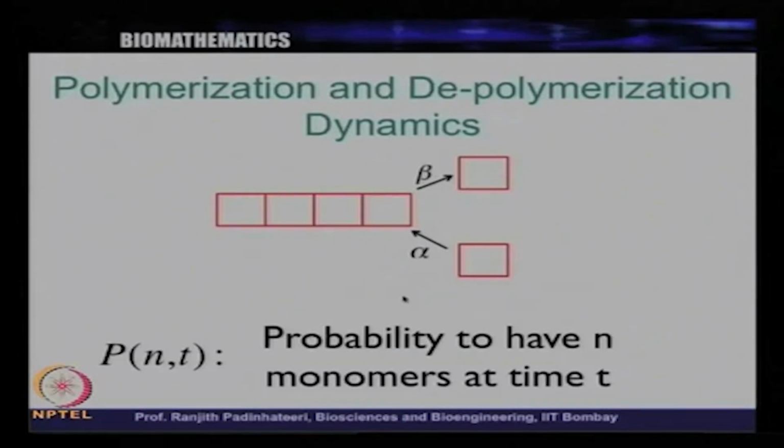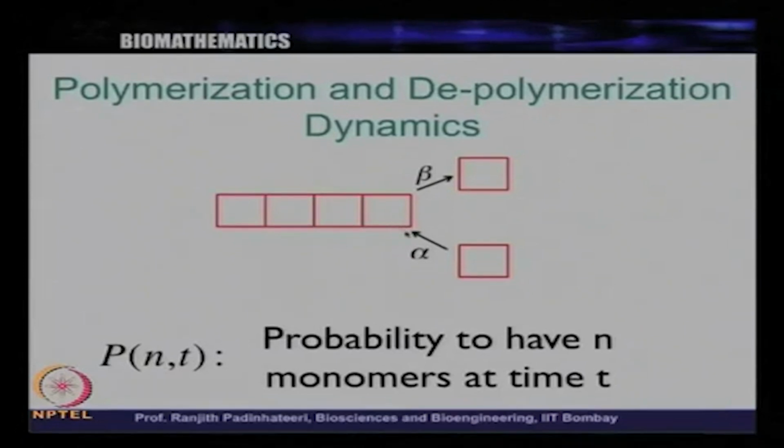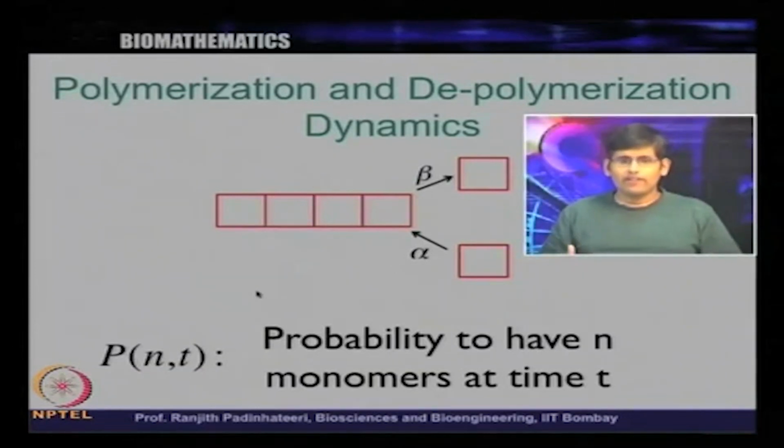And let us define something called P of n, t, which is the probability to have n monomers on the filament. So, you can have 1, 2, 3, 4 here. This 4 can increase to 5 or it can decrease to 3. So, P of n, t is the probability to have 4 monomers at any time t. What is this probability? That is what is defined by this P of n, t. So, how do we define this probability?